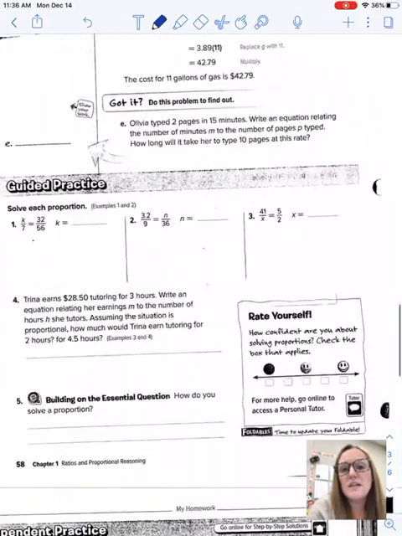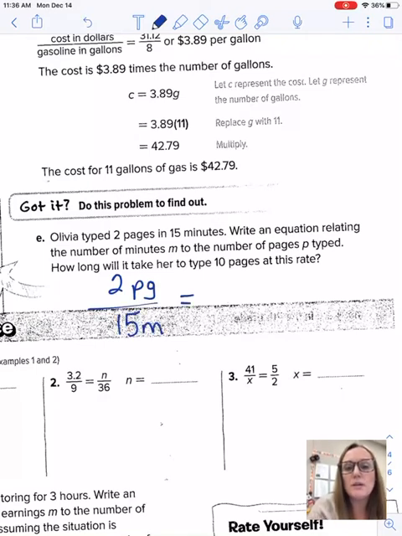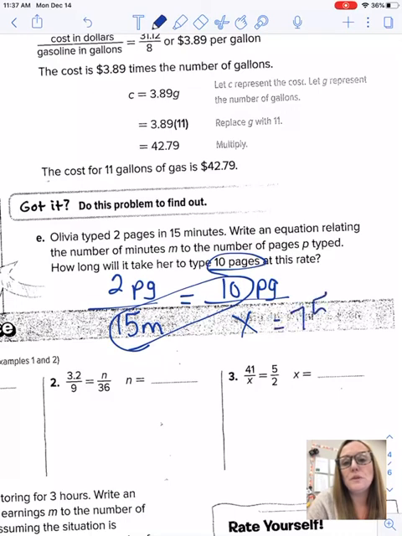So we're going to go to letter E on the next page there. Olivia can type 2 pages in 15 minutes, so that's your starting point. And we want to know how long it would take her to type 10 pages at this rate. So think about where you would put the 10 pages in your proportion. And you're going to put it at the top because you already have pages on the top on the left. Your loop then is 15 times 10, and then you would divide by 2. And you get 75 minutes.